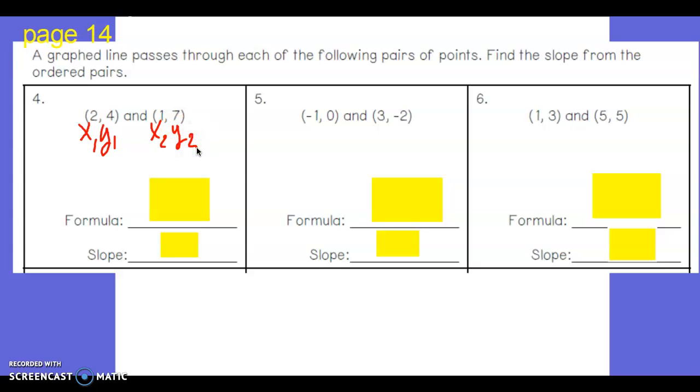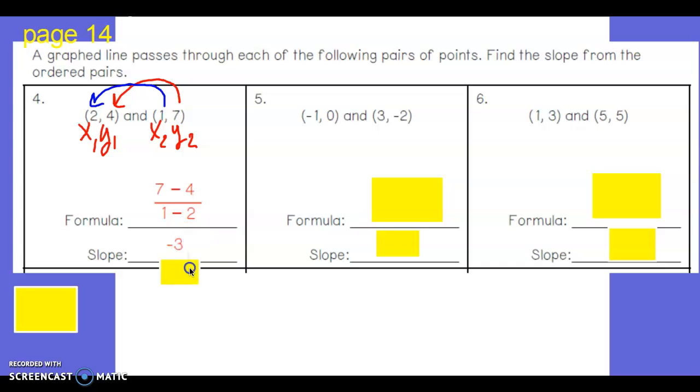The formula says I take the second y minus the first y, and that would go on top. So I have 7 minus 4. And then I'm going to put that over the second x minus the first x. So that would be 1 minus 2. So that's my formula, y2 minus y1 over x2 minus x1. Now we just simplify. 7 minus 4 on the top gives me 3, and 1 minus 2 gives me a negative 1. So I have 3 over negative 1, which is just negative 3.